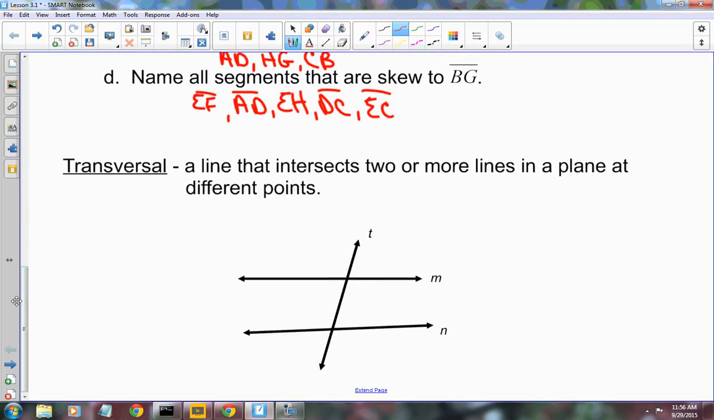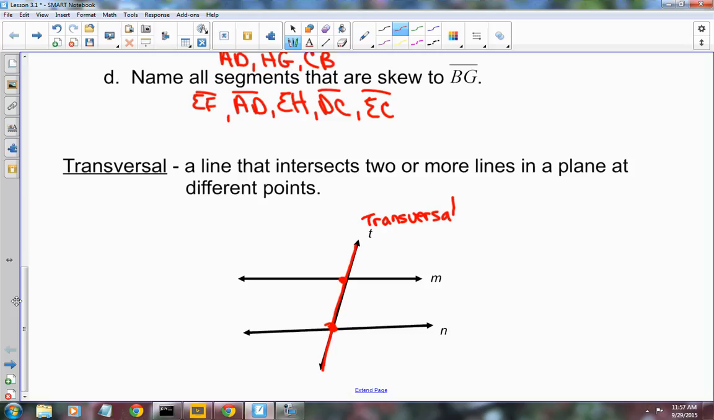Now, here's a new term, or one you may have forgotten about. It's a transversal. And a transversal is a line that intersects 2 or more lines in a plane at different points. This line T here is a transversal. And it intersects M and N at 2 different points. Okay, so it's a line that intersects 2 other lines at 2 different points. So my line T here is my transversal.